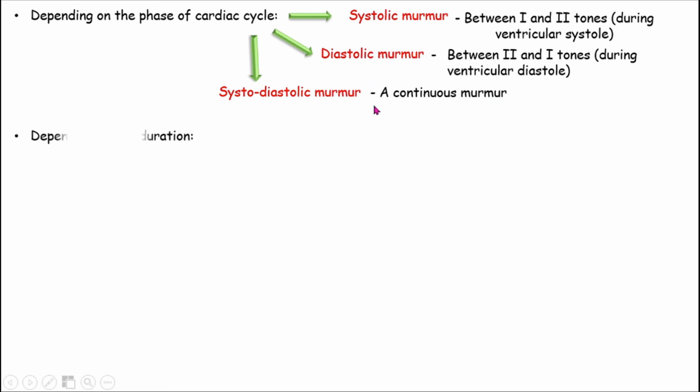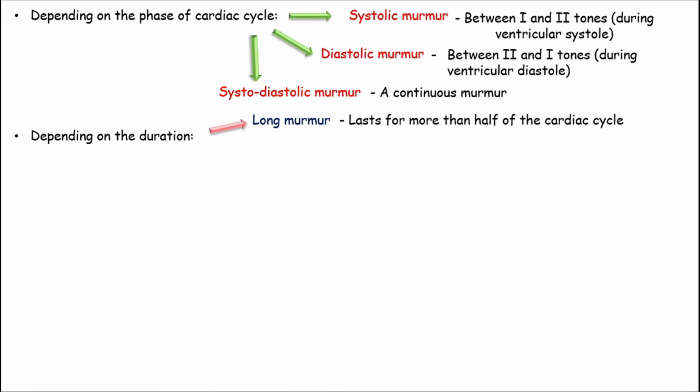Let's move on. In the next classification, we will be classifying cardiac murmurs depending on the duration. And we have two types. The first type is long murmur. Long murmur is when this murmur lasts for more than half of the cardiac cycle. And then we have the short murmur. The short murmur will last less than half of the cardiac cycle.